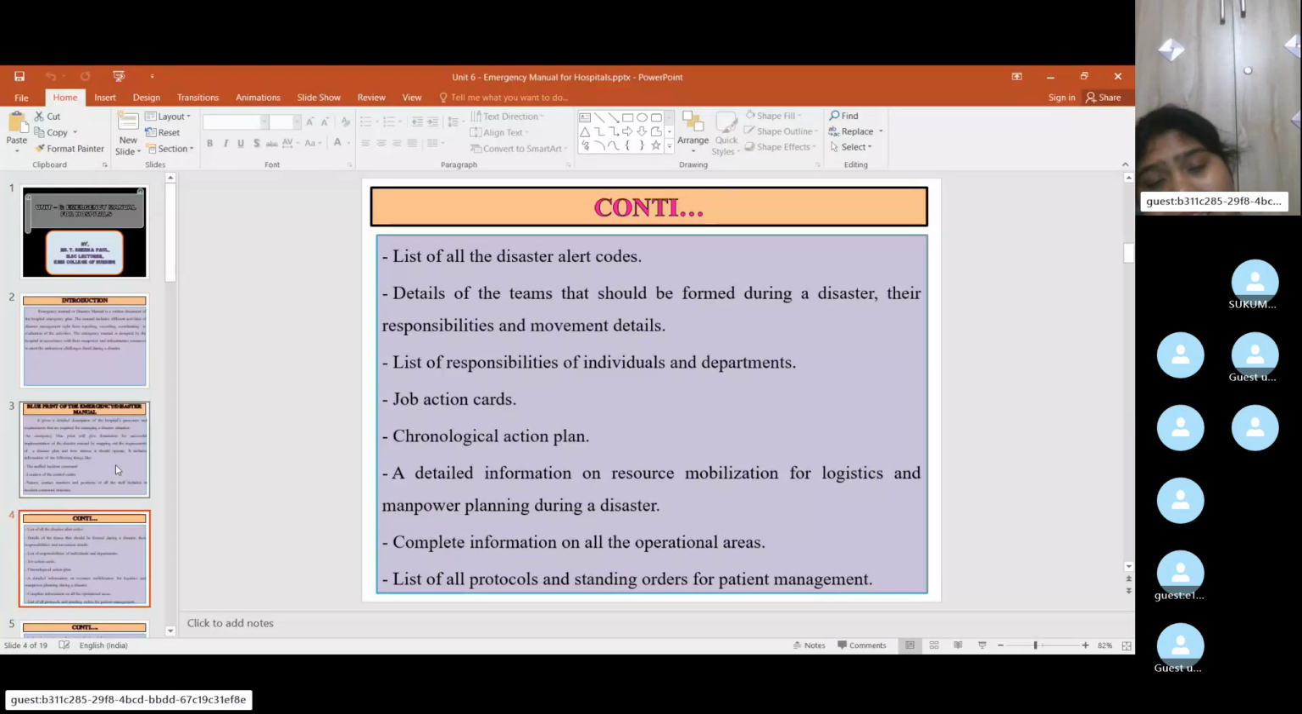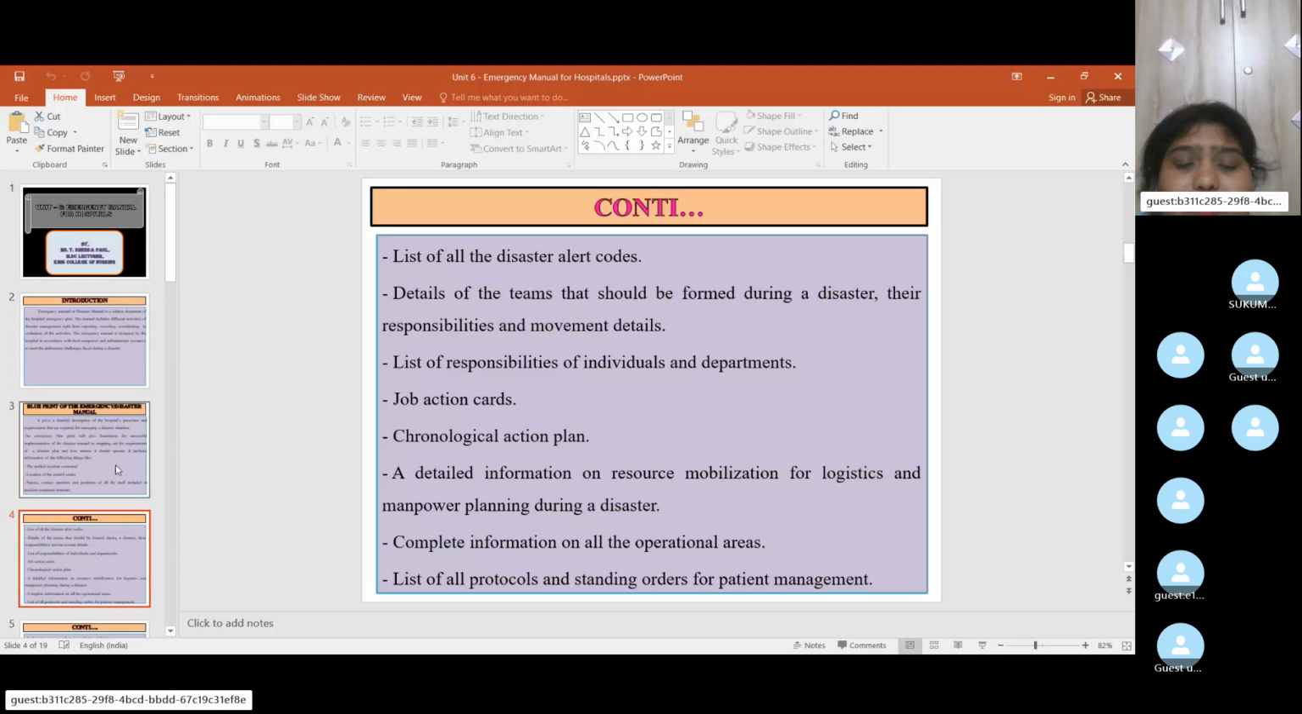Job action cards are nothing but knowing about the codes, knowing about the alarms, and also knowing what responsibility is theirs whenever a disaster outbreak is there. Chronological action plan is nothing but maintaining a hierarchy of approaching people, and implementing the plan according to the protocol of the hospital.